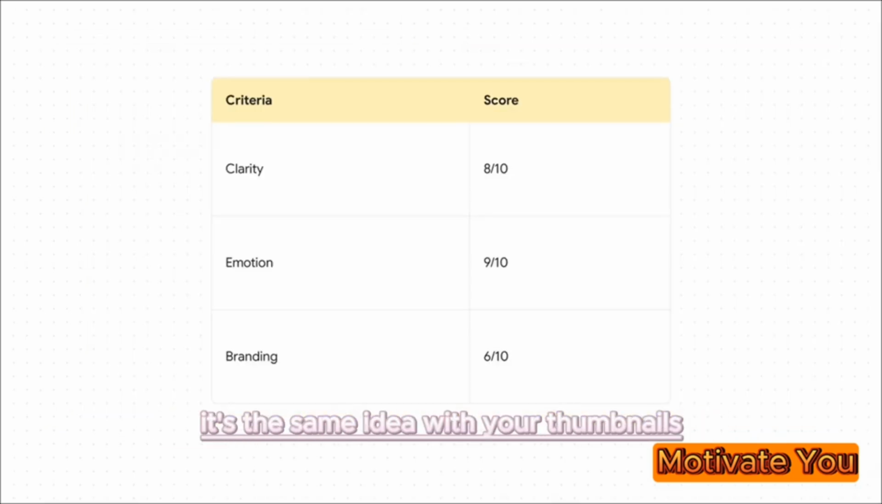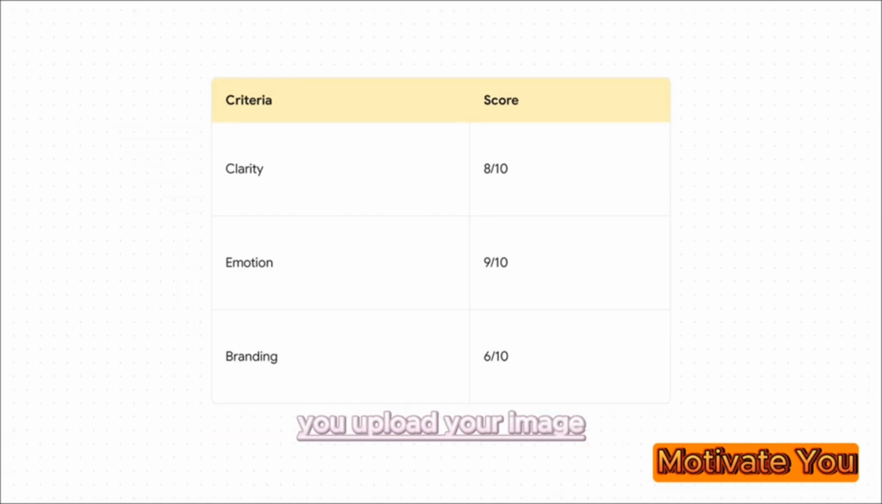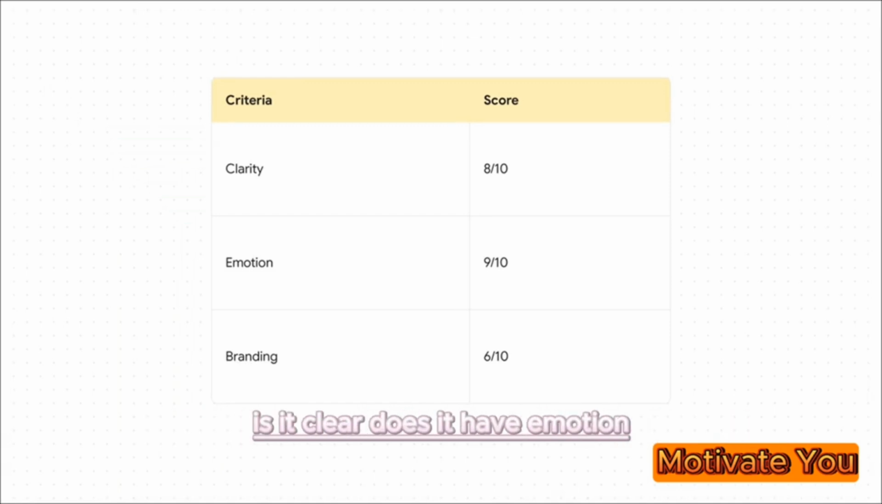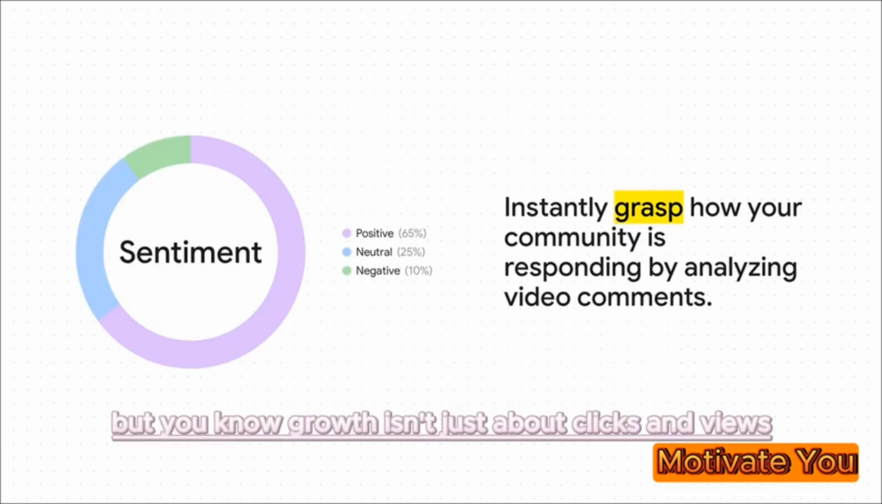It's the same idea with your thumbnails. You upload your image, and the AI gives you this awesome little scorecard. Is it clear? Does it have emotion? How's the branding? It's not just a thumbs up or thumbs down, it gives you actionable feedback. Like, hey, your clarity and emotion are great, but maybe work on the branding a bit. That is incredibly helpful.